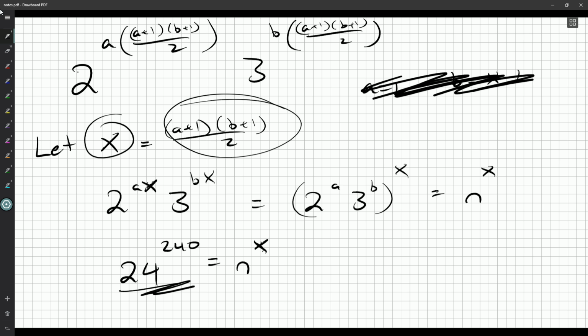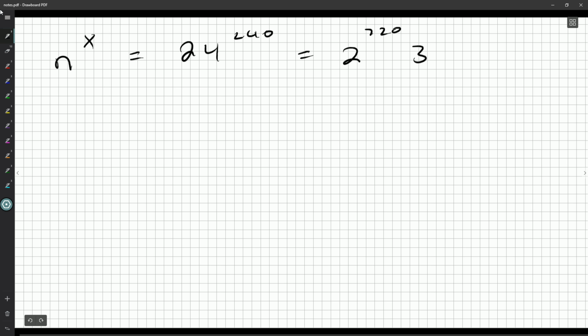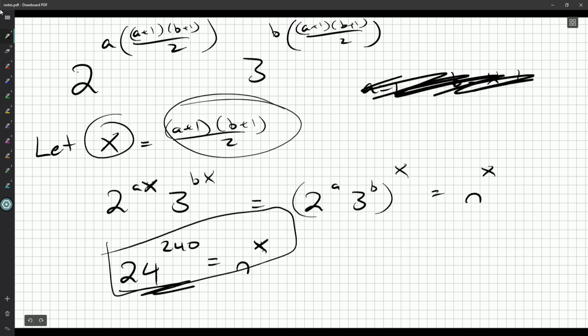Okay, fine. So if that's the case, well, then what could x be? And we're going to use this expression here, and we've already cleaned up n to the x, 24 to the 240. We've already cleaned this up into 2 to the 720, 3 to the 240. Now, n is a positive integer. We're raising it to the x power, whatever x happens to be. Right? And x will be an integer. It does have to be an integer. Oh, maybe it might not have to be an integer.